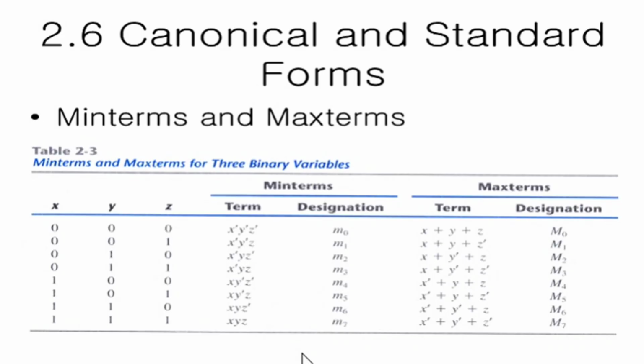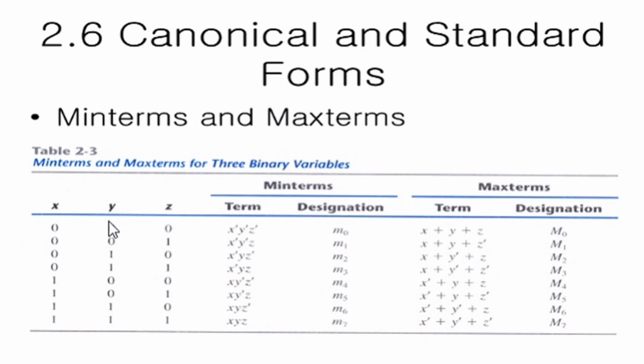In this video, we are going to discuss canonical and standard forms, that is canonical SOP or canonical POS. It is also called standard SOP or standard POS. These are the two fundamental forms for representing Boolean expressions.